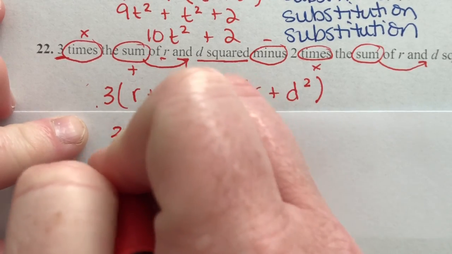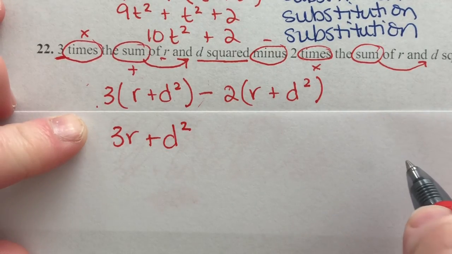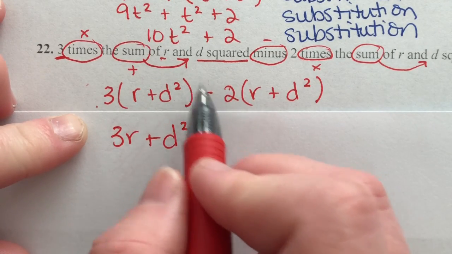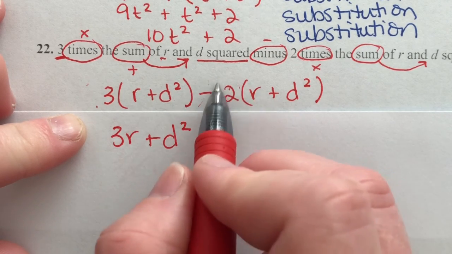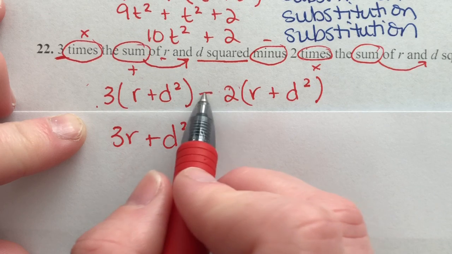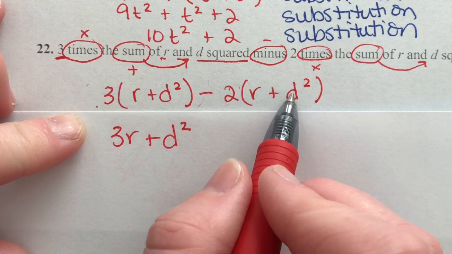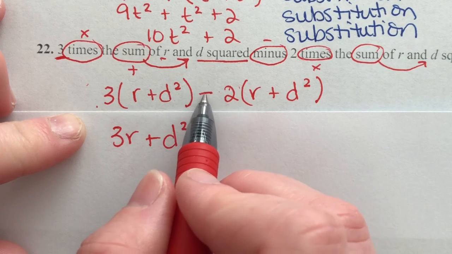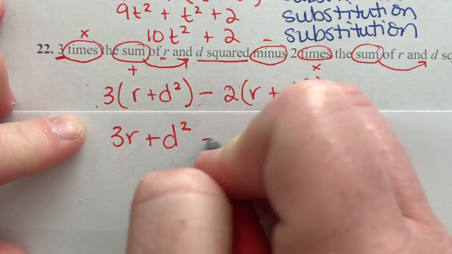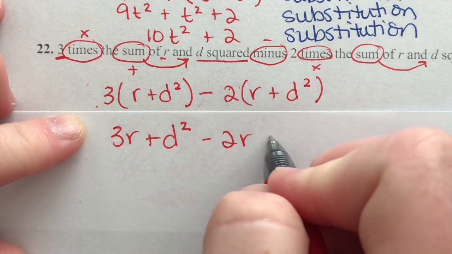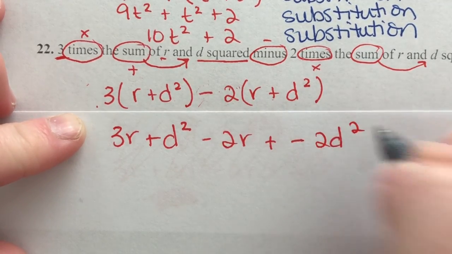3 times r is 3r. Bring over my plus sign. 3 times d squared is 3d squared. Now I've got this minus sign. Now this minus sign actually stays with this 2. This is a negative 2, and it gets multiplied by each term here. Whenever you have a minus sign here, it stays with that number in front of parentheses, and you multiply everything. That will affect your answer if you don't keep that minus sign with the 2. So negative 2 times r is negative 2r. Bring down our plus sign. Negative 2 times d squared is negative 2d squared, right?